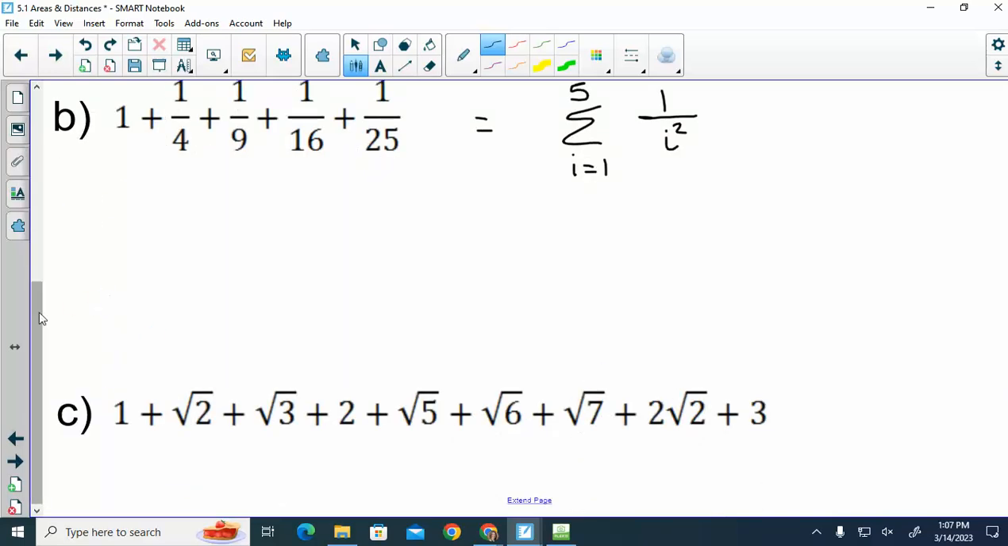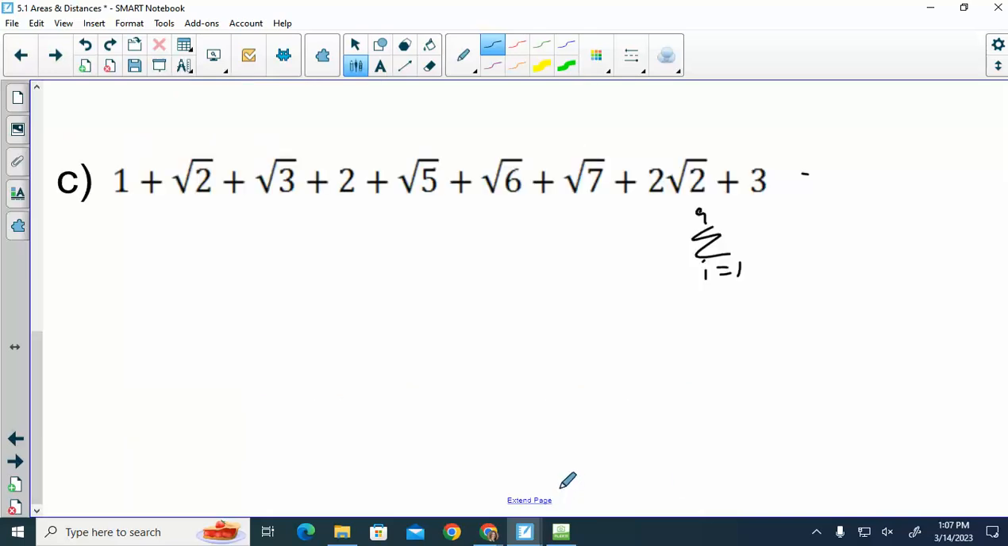Last problem of the day. How many terms am I adding up here? 9. So we have the sum from 1 to 9. Can you figure out a pattern here? 1 is the same as the square root of 1. 2 is the same as the square root of 4. 2 radical 2 is the same as the square root of 8. 3 is the square root of 9. So this is just the square root of 5.